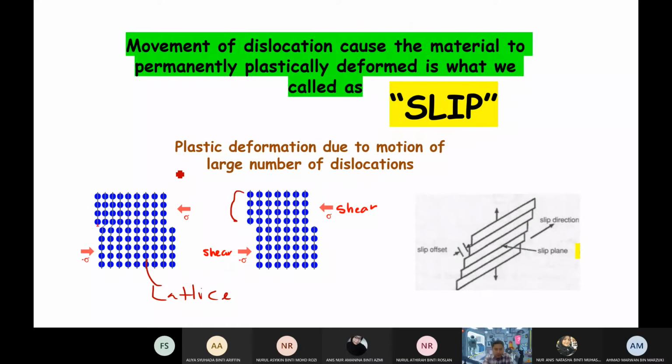And the plane on which the slip occurs, we call the slip plane. The slip plane is the plane on which the slip will occur, and the direction of the shear we call the slip direction. And normally, kebiasaannya this angle is 45 degrees. The slip plane and direction are characteristic of the crystal structure of the material.